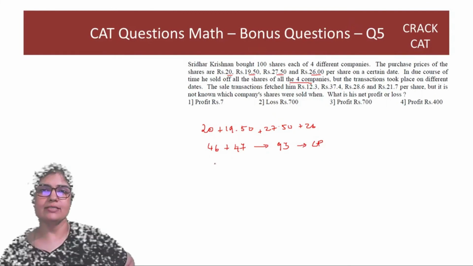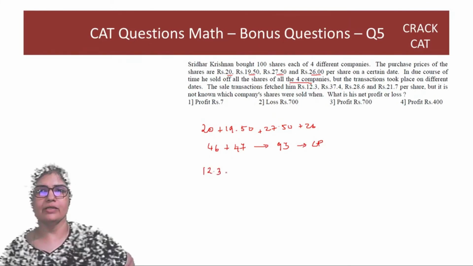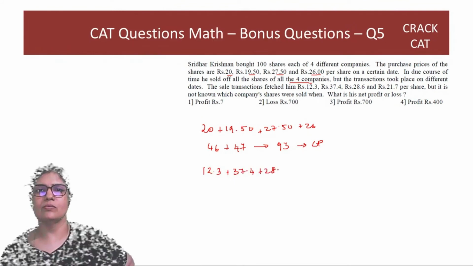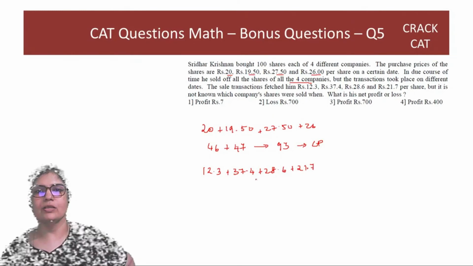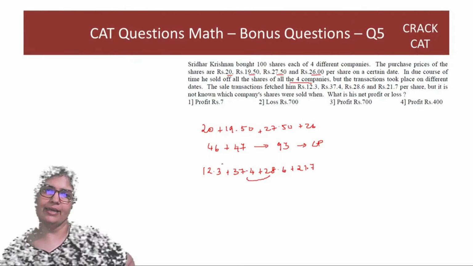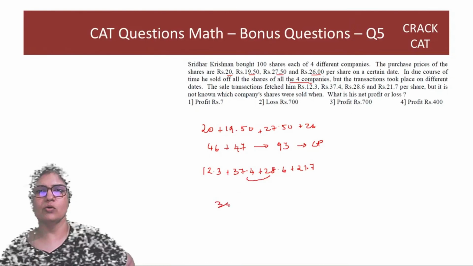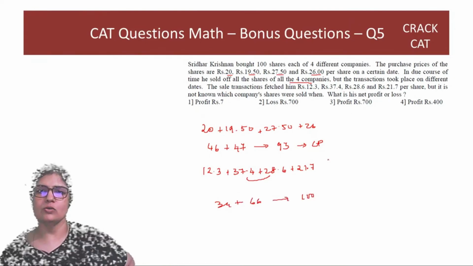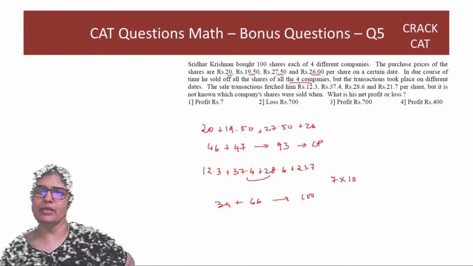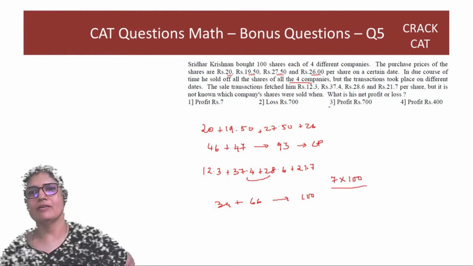Total selling price is 12.3 plus 37.4. Horrible numbers, I must tell you. So group it like this, 21, and so this is 34 plus 66, so this is 100. So totally 7 rupees per share made on 100 shares. So 700 is the profit.